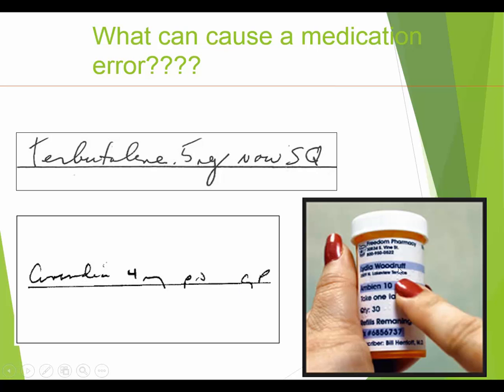Okay? This label is in Braille. This person is blind. Lydia is blind, so she has her label in Braille. So just be aware of that. If you're sending a blind person home and their labels are not in Braille, that can be a problem.